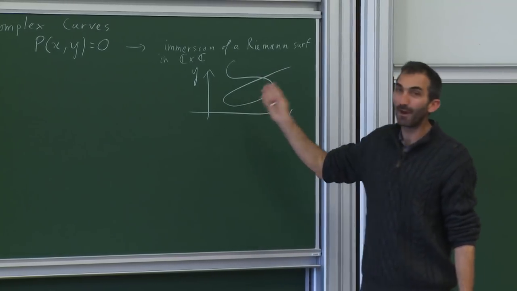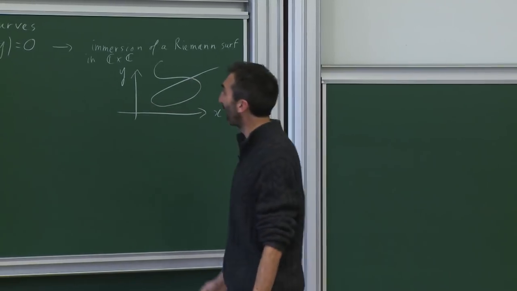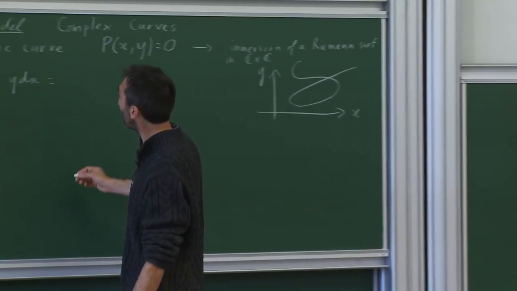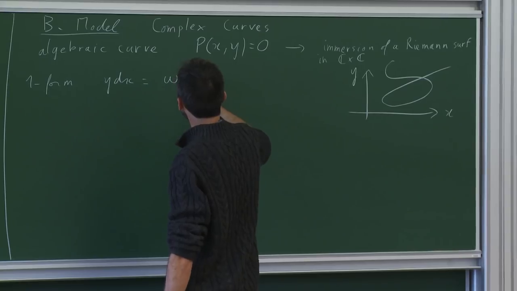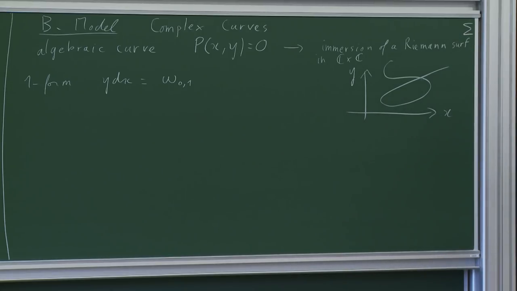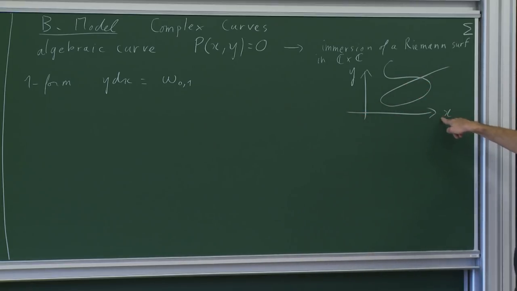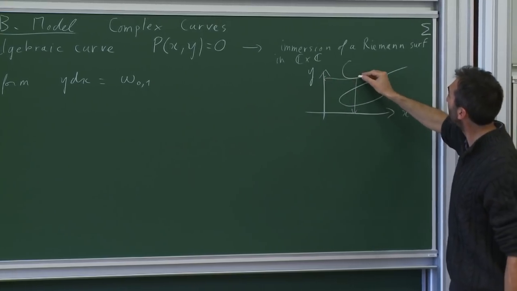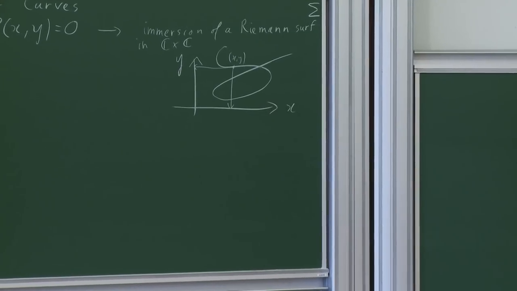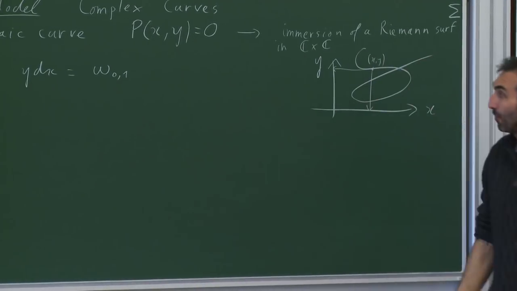In fact, it's not the way I'm going to define it later, but let me just fix the idea for the introduction of what we have. So on that side, we have some object with a complex structure. And we have forms on it. We have one form, which is y dx. Let me call it omega 0,1. It's a one-form. So that Riemann surface, let's call it sigma. And sigma is immersed, so each point of sigma has an x, and so each point here, (x, y), has an x projection and a y projection. And there is a one-form y dx that lives on the curve.